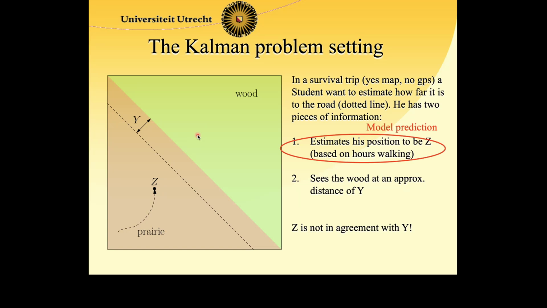So you have two types of information. You have a model prediction. You have an observation. So how can we compare both of those to say how far you exactly are away from the road, and which way should you go to reach the road as quickly as possible? That's the Kalman problem.